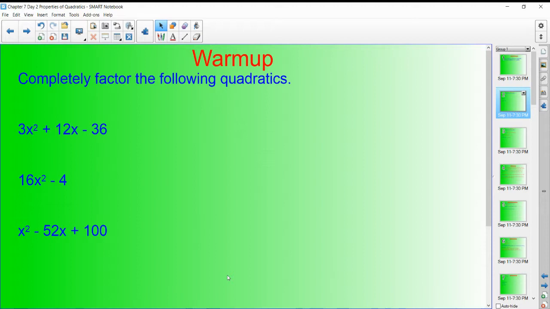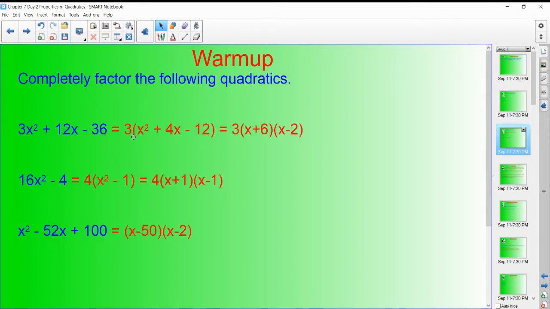Okay, so hopefully you felt pretty comfortable with doing these. The top two I see have a GCF. The middle one to me looks like it's a difference of squares problem. Okay, so the top one I factored out a 3, and then we can use the box method, or we can see what multiplies to negative 12 and adds to 4.